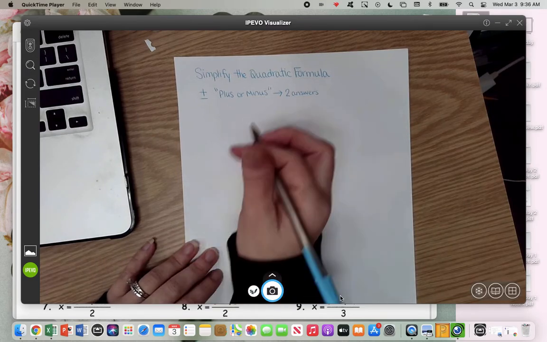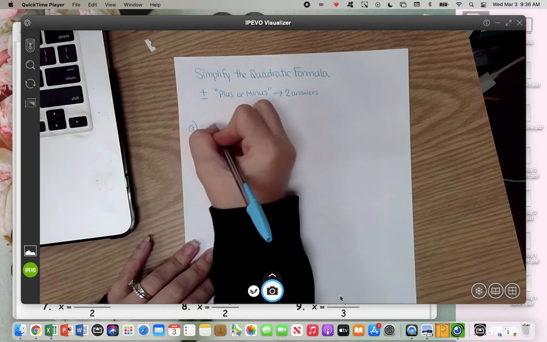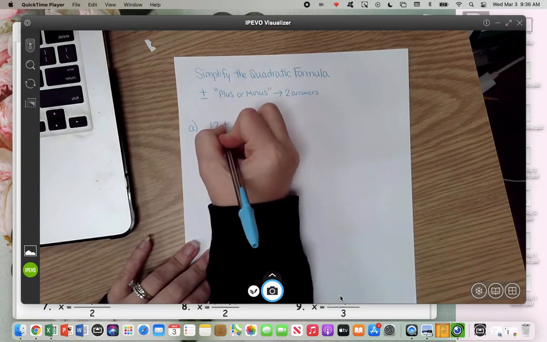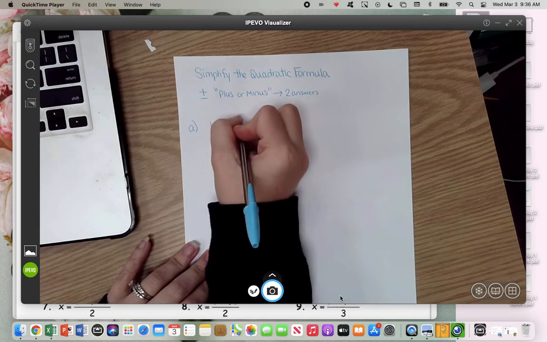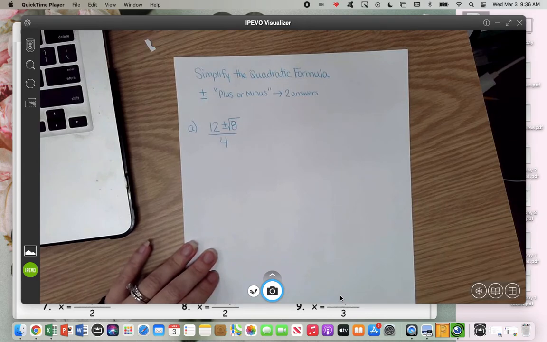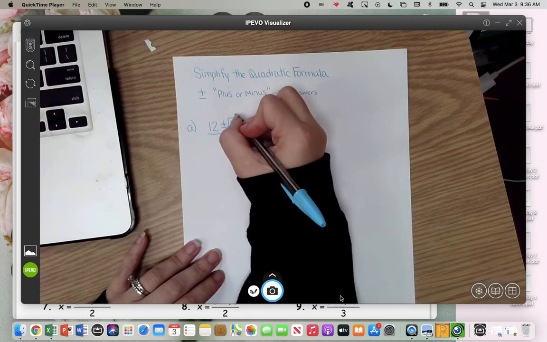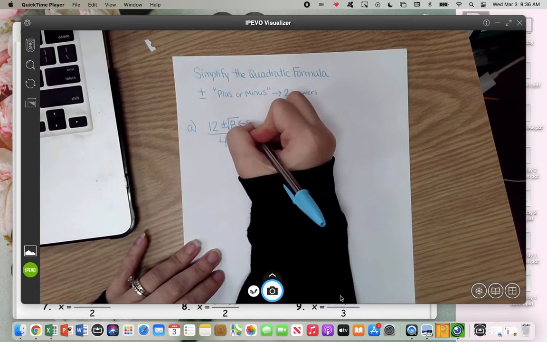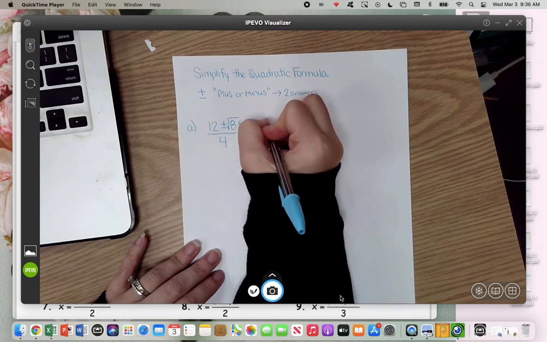So you are going to see things today that look like this. Square root of 8 over 4. So we have 12 plus or minus the square root of 8 over 4. Now, our goal is to simplify our square root as much as we can, reduce the fractions as much as we can. On this one, the square root of 8, we can simplify that.